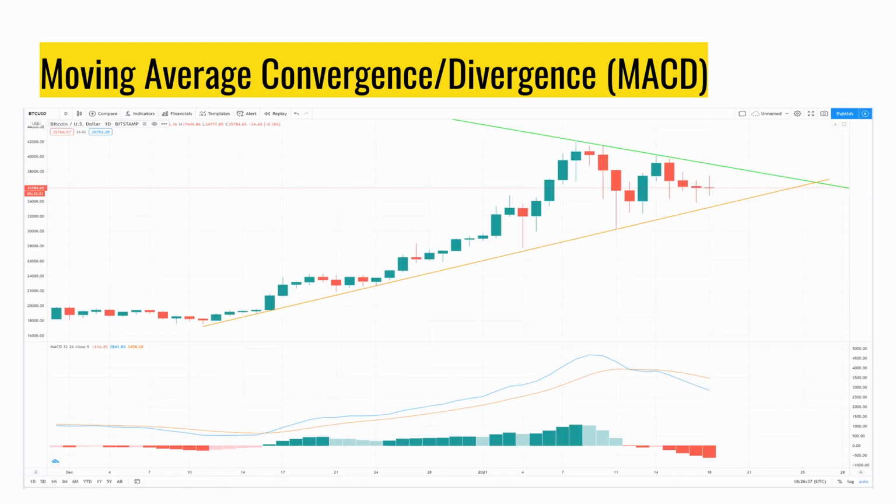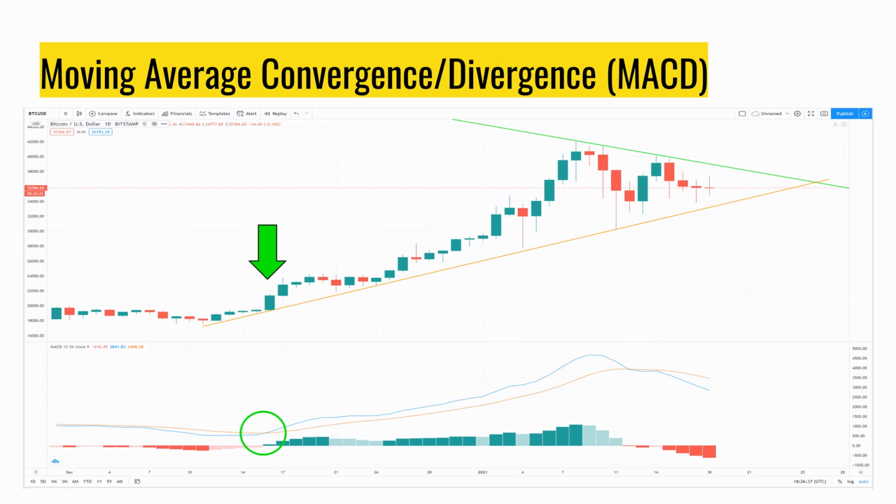Here we see Bitcoin forming a triangle and consolidating. I have the MACD shown below. The blue line is the MACD line or the fast line, and the orange line is the slow line or the signal line. Here we see the MACD line cross above the signal line. This shows a spike in price. Also, ever since the crossing, it foretold Bitcoin's upward price action.